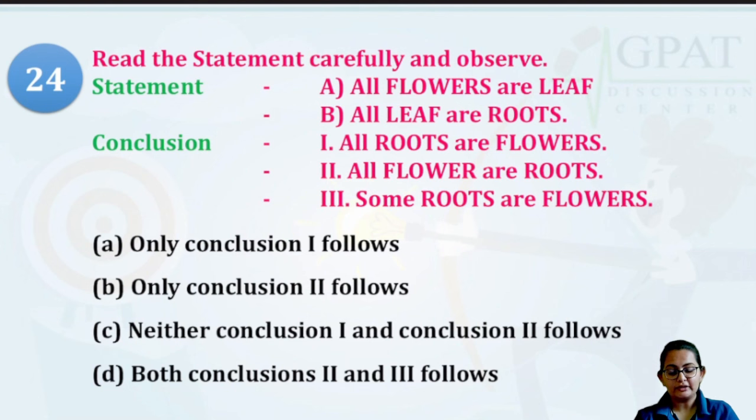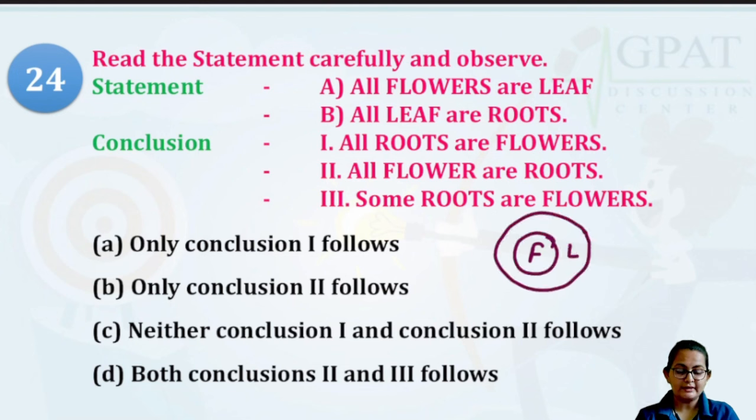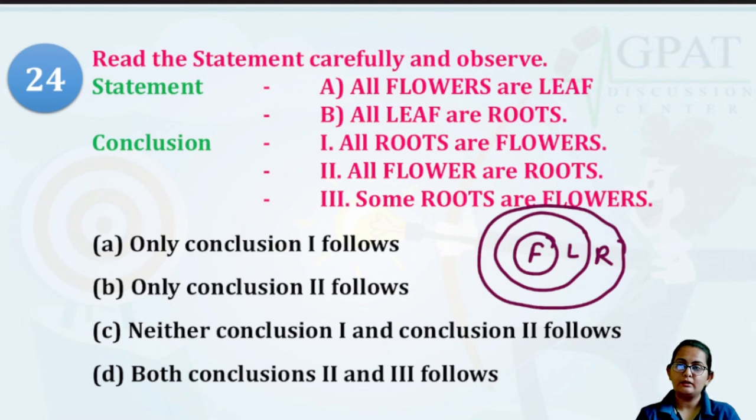Statement and conclusion kind of questions, where it is said all the flowers, F for the flowers, are leaves. So all of these flowers are leaves. This can be shown by this Venn diagram. And all the leaves are roots. Okay, fine. This is the diagram which can be made from the two statements given above. Then what is the conclusion? They are asking all the roots are flowers.